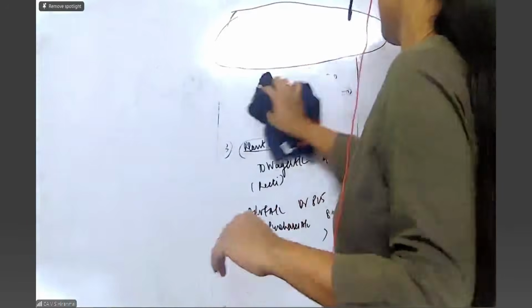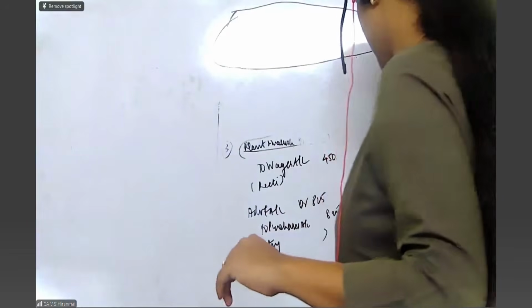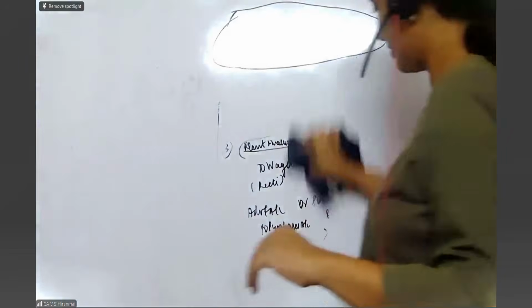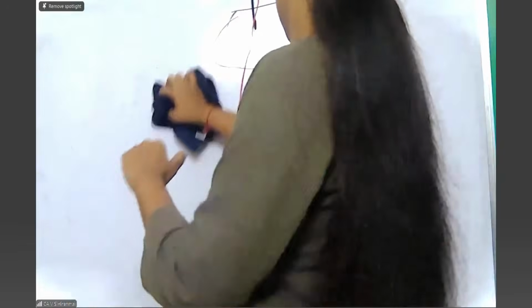It is all missing figures that is given to you in the question. Complete missing figures are given to you in the question. So with that, you are going to do.